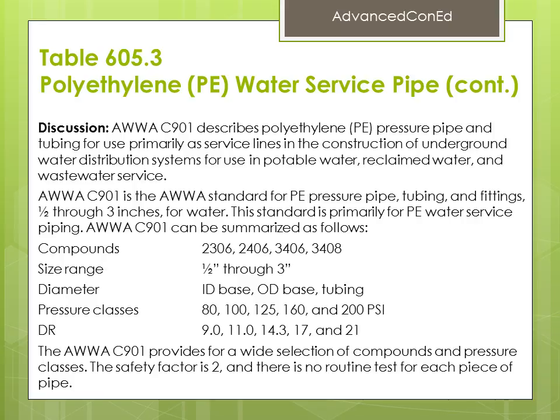Compounds 2306, 2406, 3406, 3408. Size range 1/2 inch through 3 inch. Diameter ID base, OD base, tubing. Pressure classes 80, 100, 125, 160, and 200 psi. Dimension ratio 9, 11, 14.3, 17, and 21. The AWWA C901 provides a wide selection of compounds and pressure classes. The safety factor is 2, and there is no routine test for each piece of pipe.